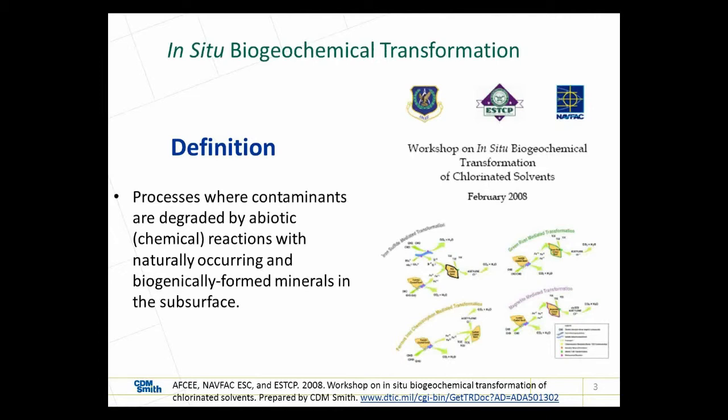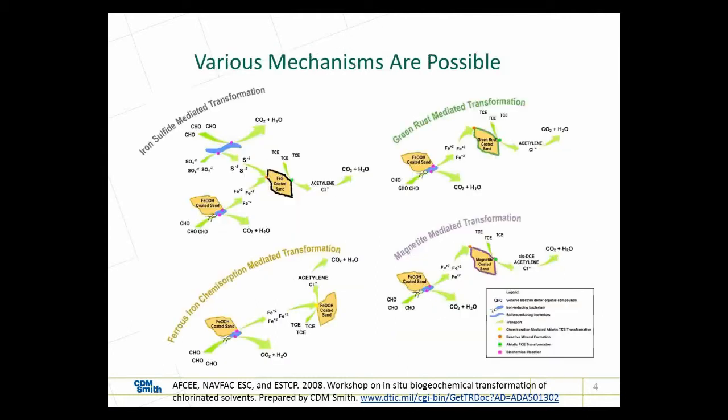We held a workshop back in 2007. This document was produced by CDM Smith in collaboration with the Air Force, the Navy, and ESTCP. You can see the link to it down at the bottom where you can access that. And in that, we defined biogeochemical transformation as processes where contaminants are degraded by abiotic reactions, and that can be caused by either naturally occurring or biogenically formed minerals. And so what is that all about?